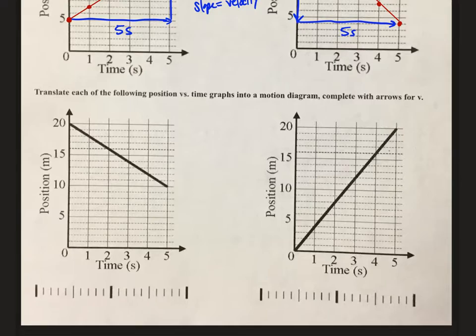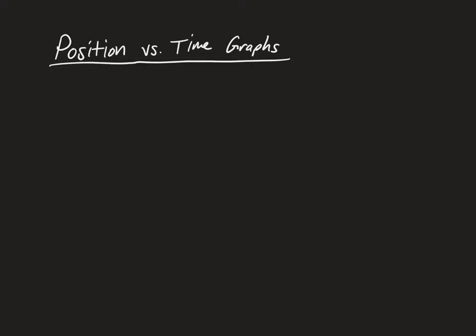But let's move on. So let's talk about some things we can get from position time graphs. So first, we can look at the slope. The slope tells us the velocity. Not only can we look at the slope value for the velocity, I can also look at which way the graph is sloped.